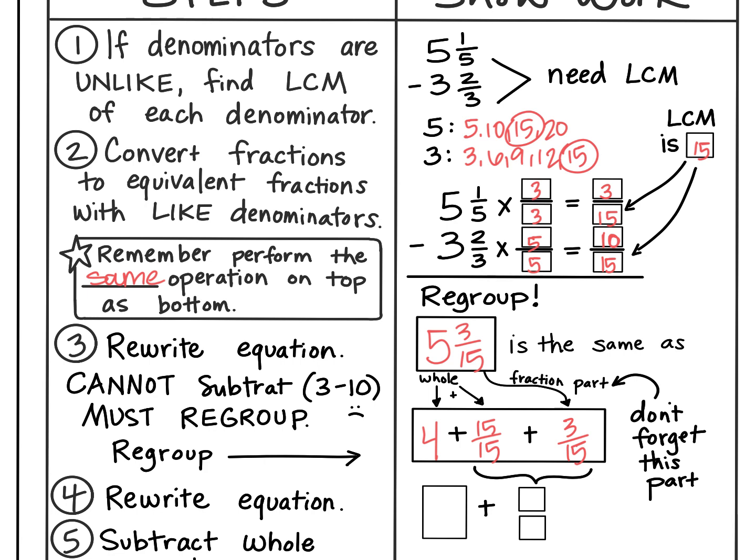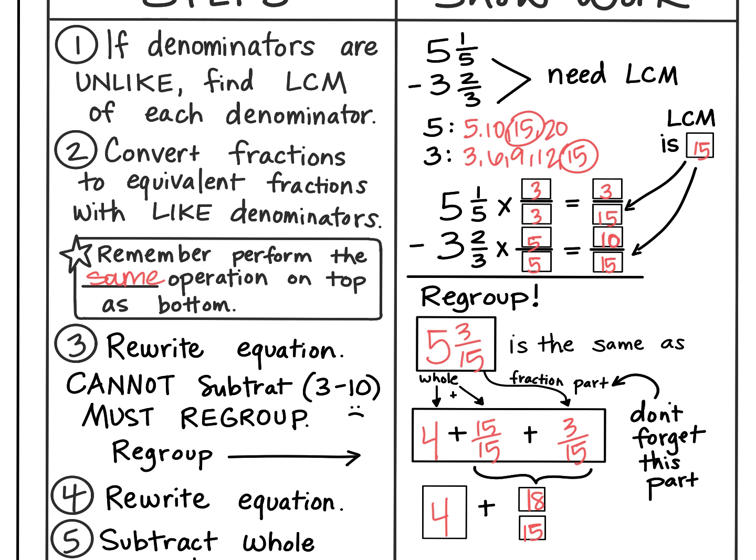Okay. So now what I'm going to do is I'm going to show 4 plus this 15 plus 3, which gives me 18. So I'm going to put 18 here, and 15 is still my denominator, okay?